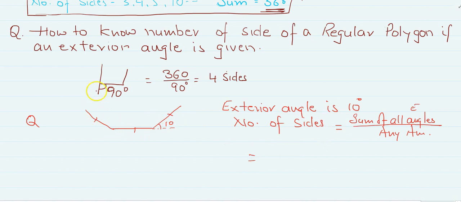So now we know that the sum of all exterior angles, whatever the number of sides, will be 360. And each exterior angle is 10 degrees. So this polygon has 36 sides. So if an exterior angle of a regular polygon is given and you have to tell how many sides there are, you divide 360 by the given angle and you will get the number of sides of the polygon.